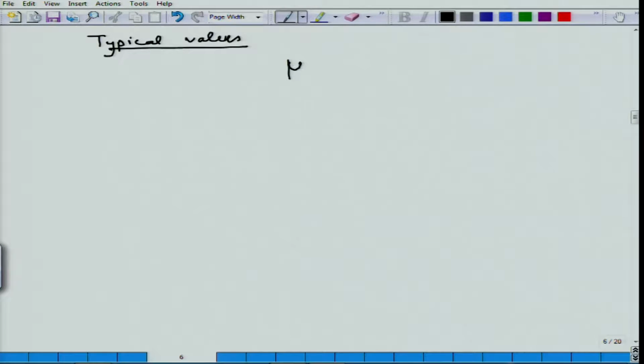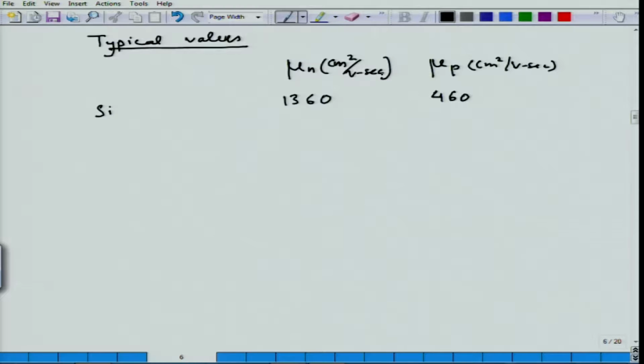So, the mobility for electrons in the conduction band, and the mobility for holes in the valence band. Let us take the material silicon. This mobility is roughly 1360 and this one is about 460. The units are centimeter square per volt second. Not an MKS unit, but this is what people normally use.